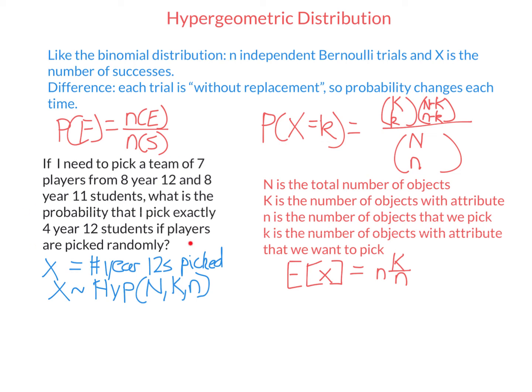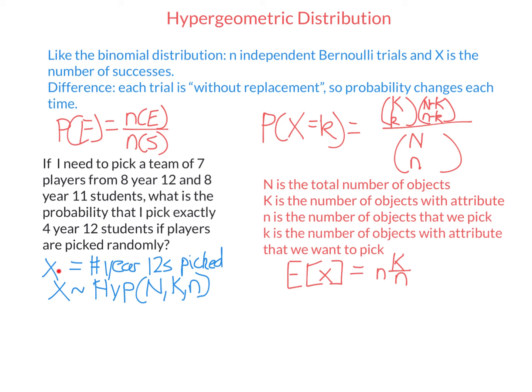So this is the kind of question for which we would use the hypergeometric distribution. So I need to pick a team of 7 players, 8 year 12, 8 year 11 students. What's the probability I pick exactly 4 year 12 students if players are picked randomly? So this is very similar to the question that we did when we're doing combinations. The question then, though, was a bit easier because we were finding the probability that I pick all year 12 students. This time, it's a bit harder because the probability I'm picking some year 12 students, I need to account for the fact that I'm picking 4 year 12 students, and I'm also picking 3 year 11 students to make up this team of 7.